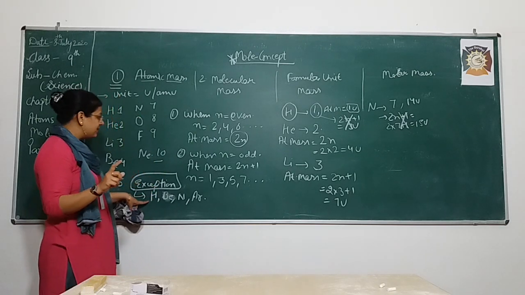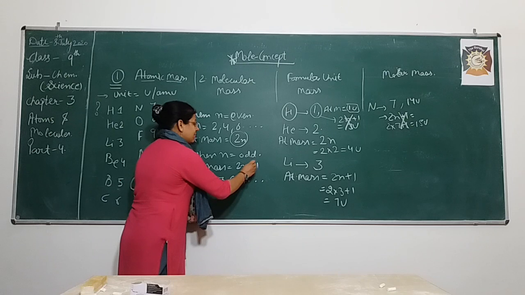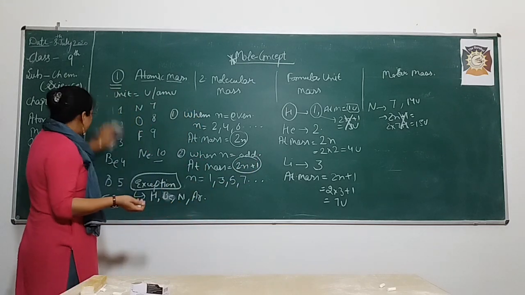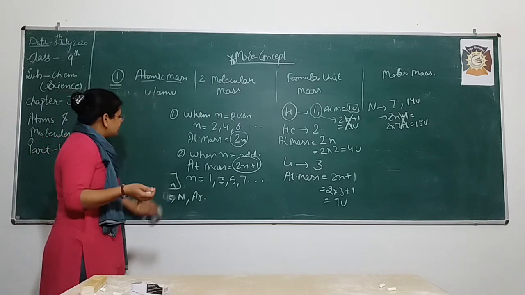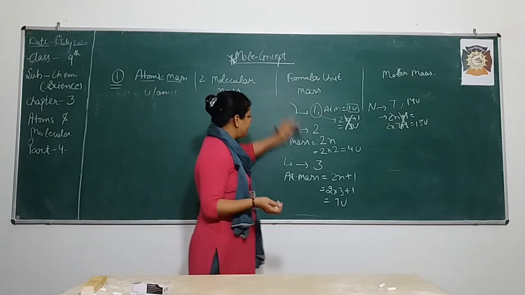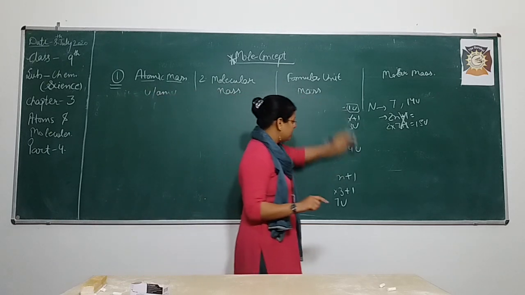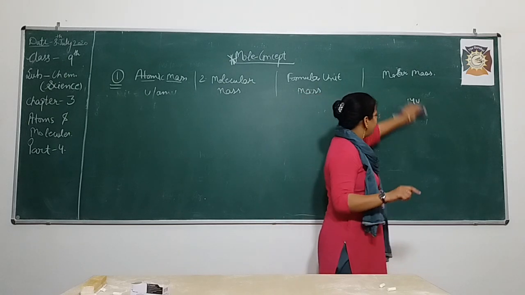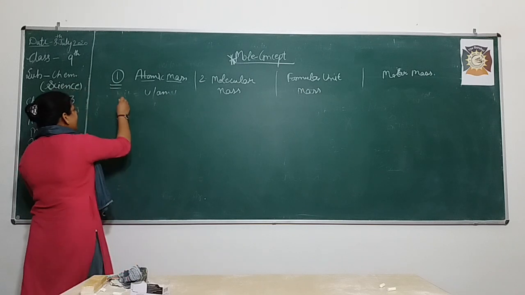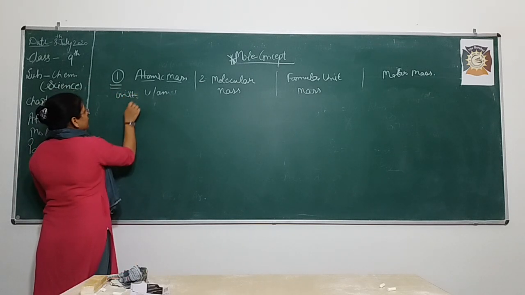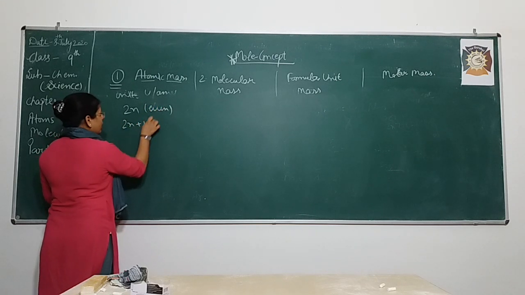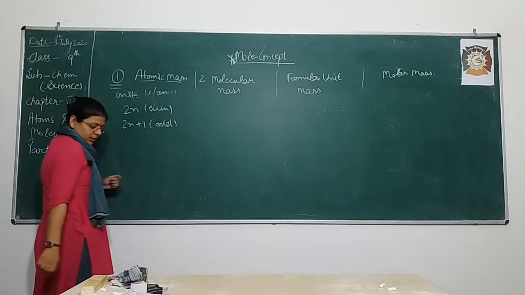You have to just remember this and the main formula, that is if even then 2n and if odd then 2n plus 1. Very good. Now this is how you are able to calculate the atomic masses of each and every element present in your periodic table based on their atomic number, whether it is even or odd. So we have two formulas, 2n for even and 2n plus 1 for odd atomic number species.